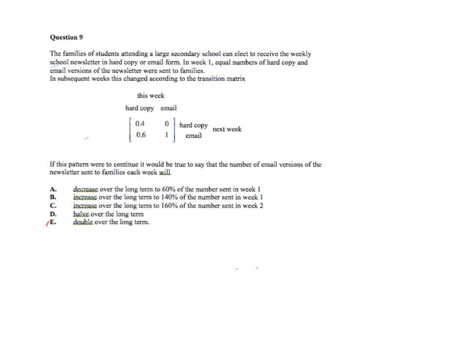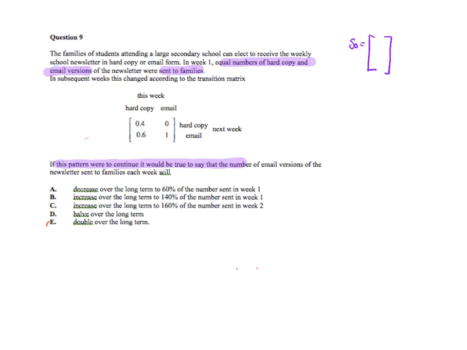Okay. With this next question, they were asked whether they want to receive an email or a hard copy, and in week 1 there were equal hard copies and email versions sent to the families. So that is a way they have told you, like an S0 scenario. Because they're equal, it doesn't really matter. And then they give you a transition, and they're asking you what is happening in the long term. So if this pattern continues, what would happen? So you want to work out what the long or steady state is.